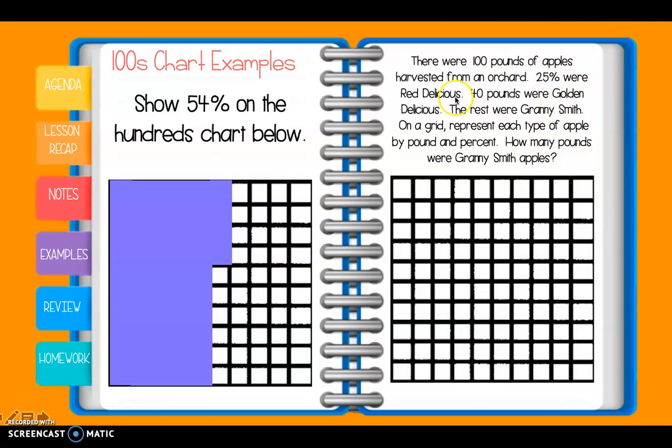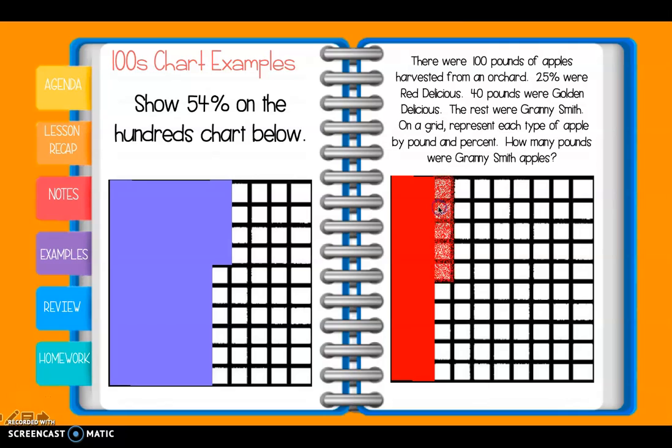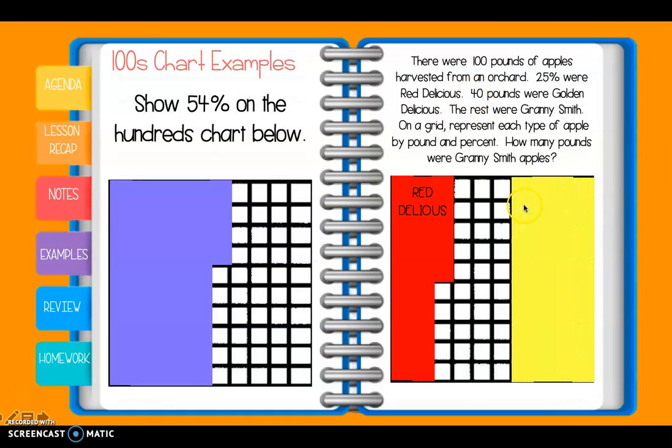So we know that there was 25 Red Delicious. So the first thing that I'm going to do is put that on my grid. Here's 10, here's 20, and here's 5. That's 25% Red Delicious. Okay. Now I'm going to do the same thing for Golden Delicious, except it's 40 pounds. So here's 1, 2, 3, 4, and that's 40 pounds for Golden Delicious.